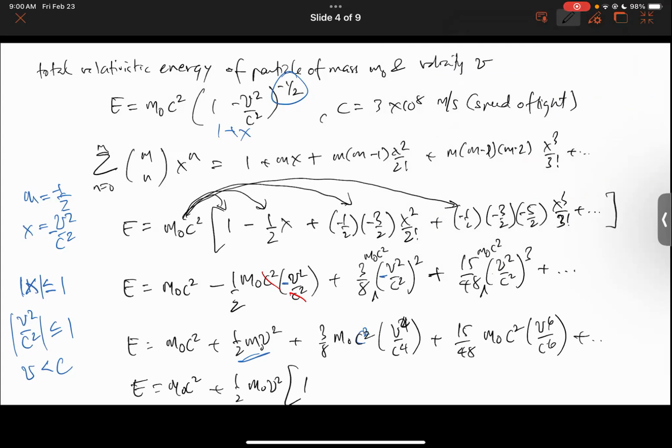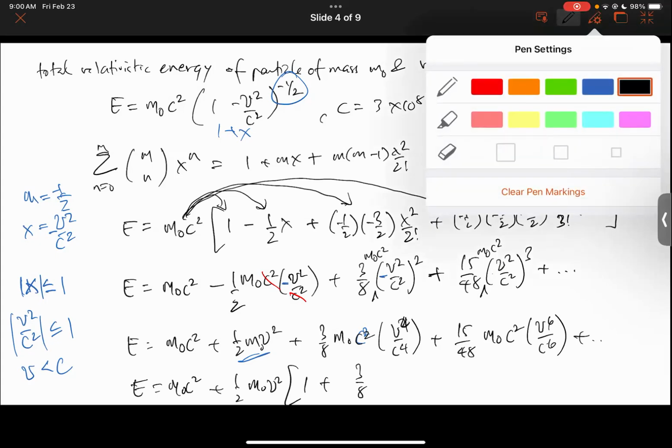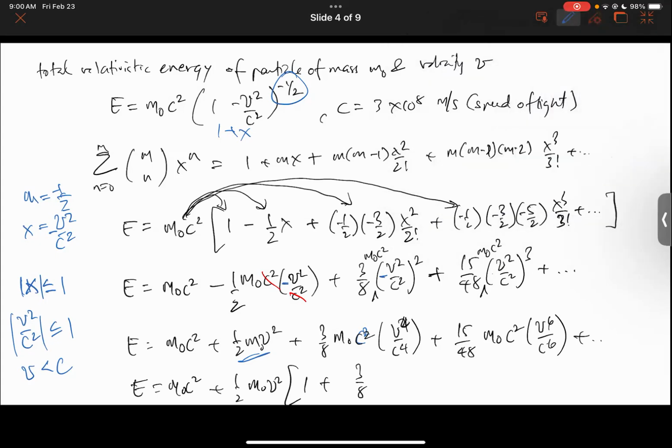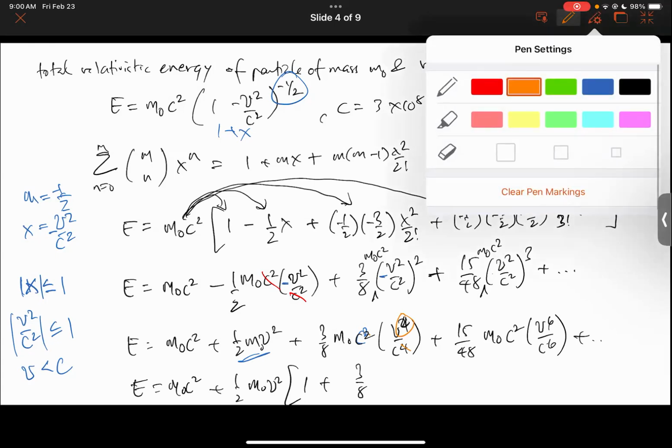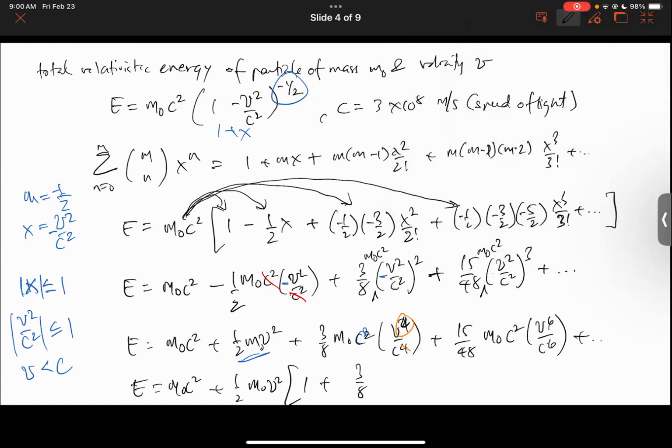First term is 1 plus 3/8. This will be squared, and the c squared here will cancel with the c to the fourth there. So that actually becomes v squared over c squared. Right?